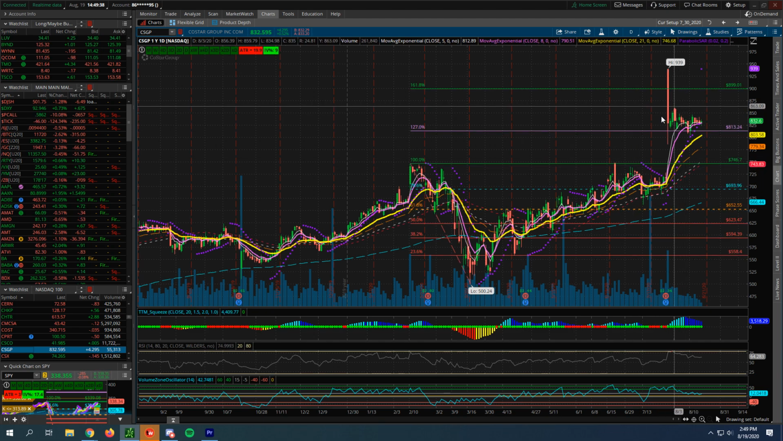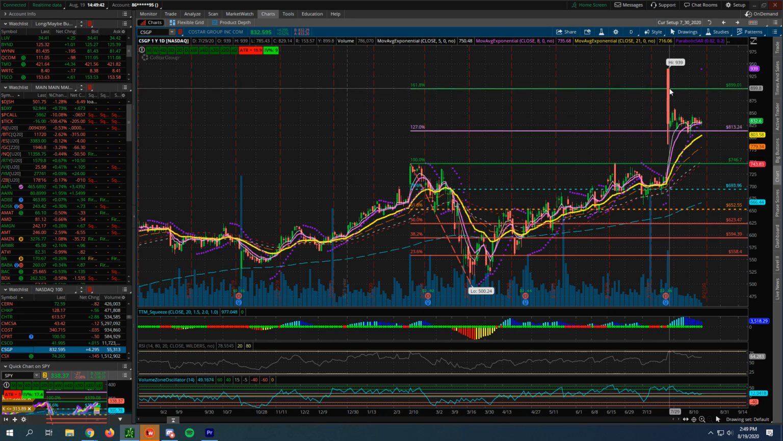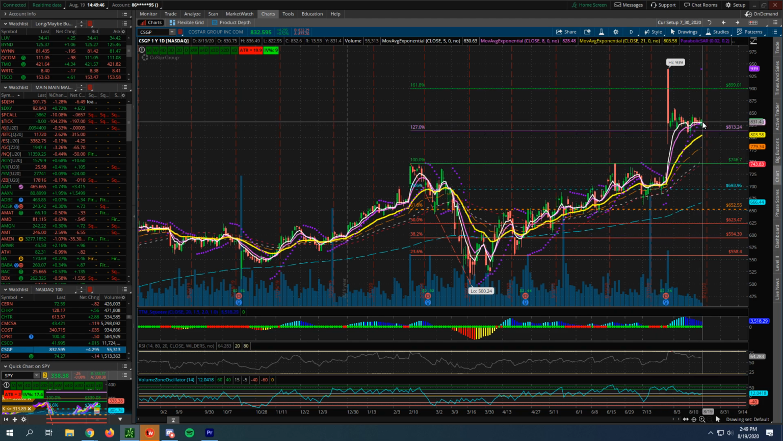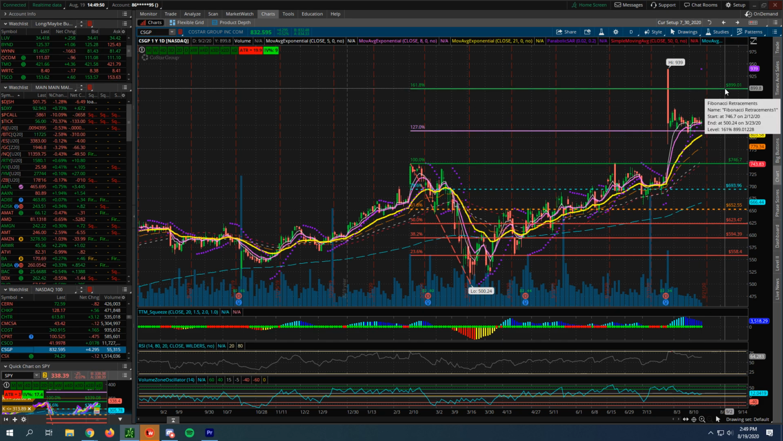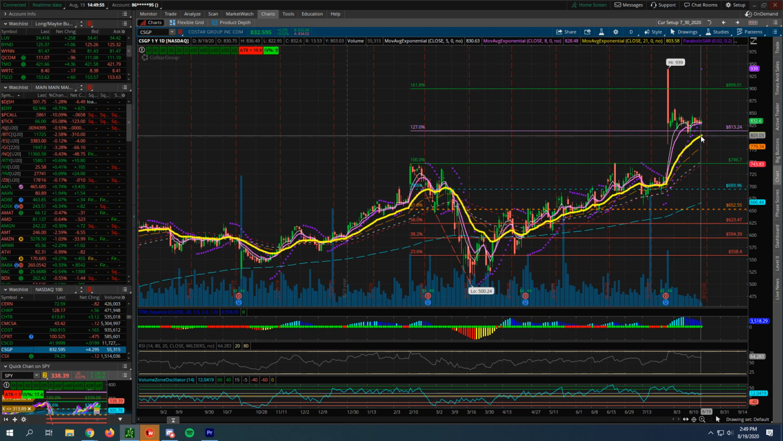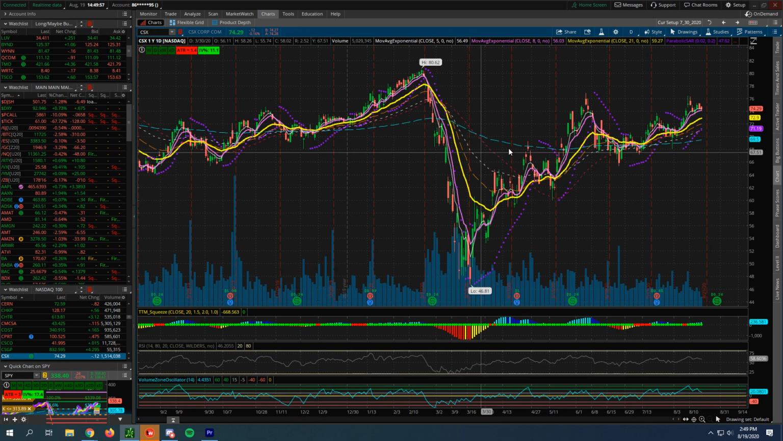CSGP, this thing had a great quarter here, popped up, consolidated in between the 1.618 and the 1.272, really building a strong base here, potentially consolidating for another potential move. Again, the next overhead sign of resistance is going to be around $900. To the downside, we're looking for some support around 803.